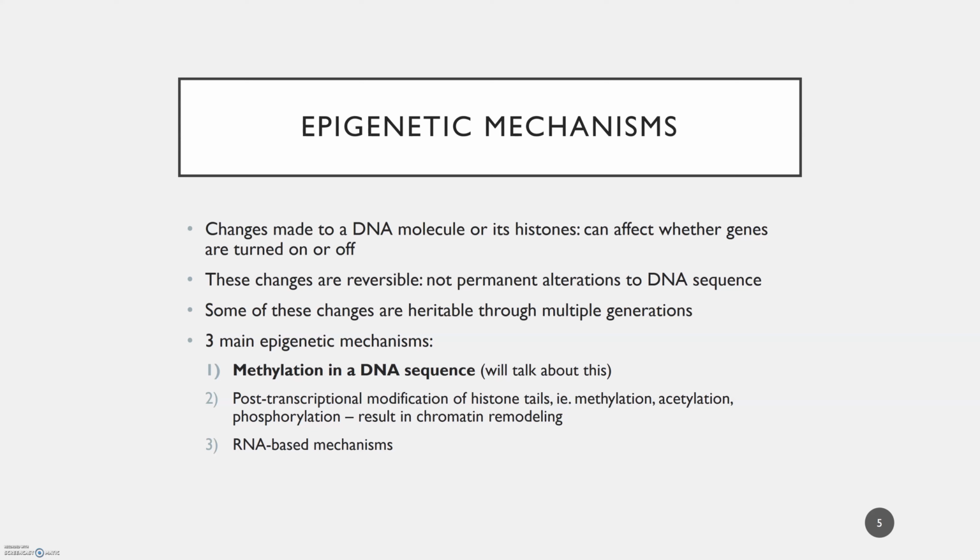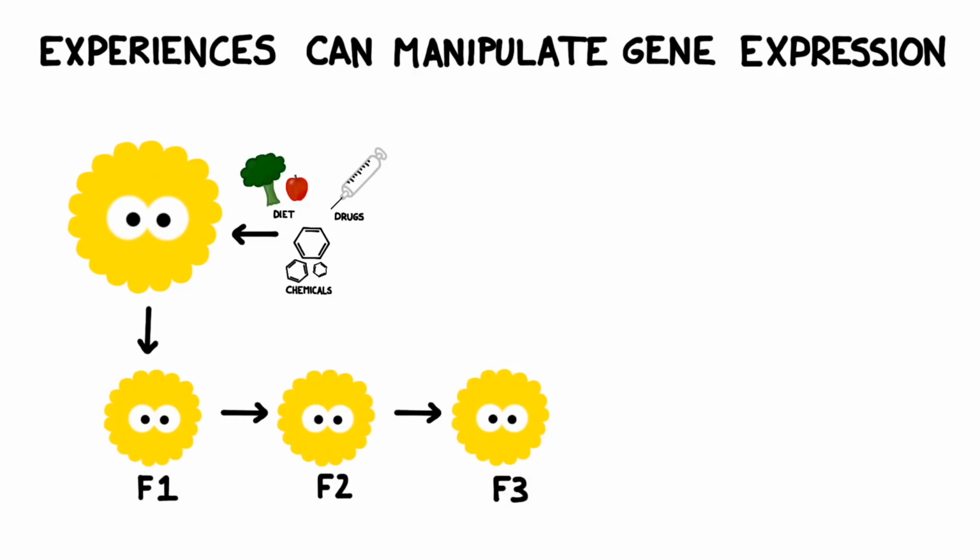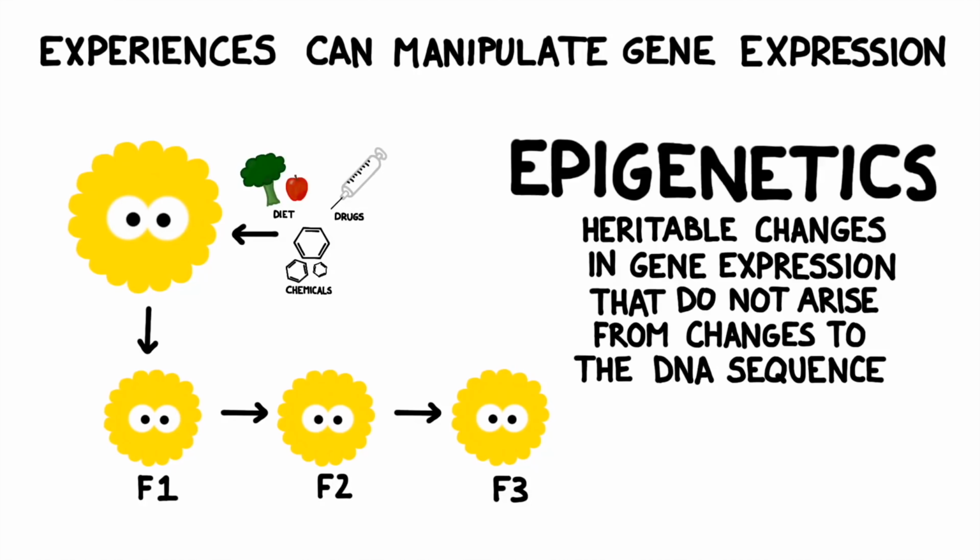But did you know that there are changes that can be made to a DNA molecule or its histones that can affect whether a gene is turned on or off? We're not talking about mutations, which are permanent alterations to the DNA sequence. No, these changes are reversible and can happen during your lifetime. Some of these changes can even be passed on to your children and their children. We're talking about epigenetics.